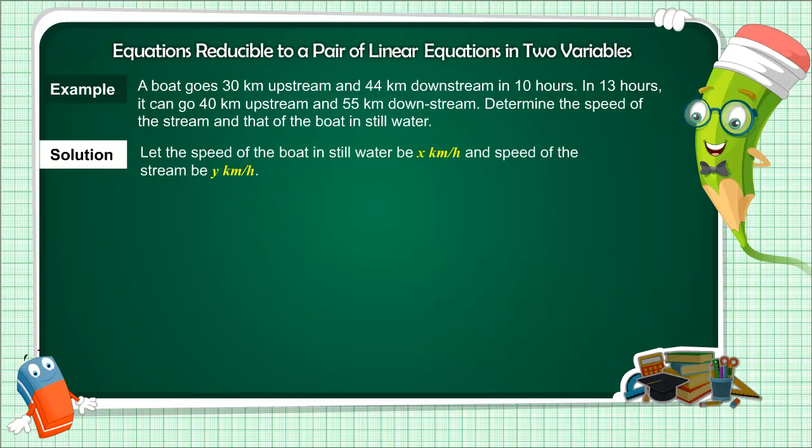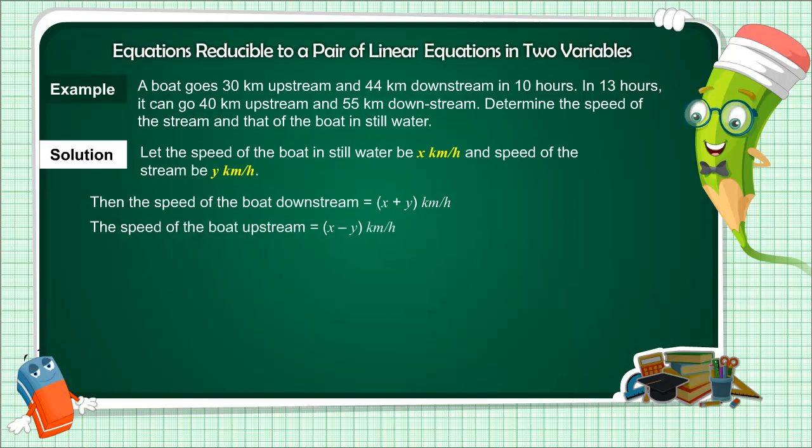Let the speed of the boat in still water be x km per hour and the speed of the stream be y km per hour. Then the speed of the boat downstream equals x plus y km per hour, and the speed of the boat upstream equals x minus y km per hour. Also, time equals distance upon speed.